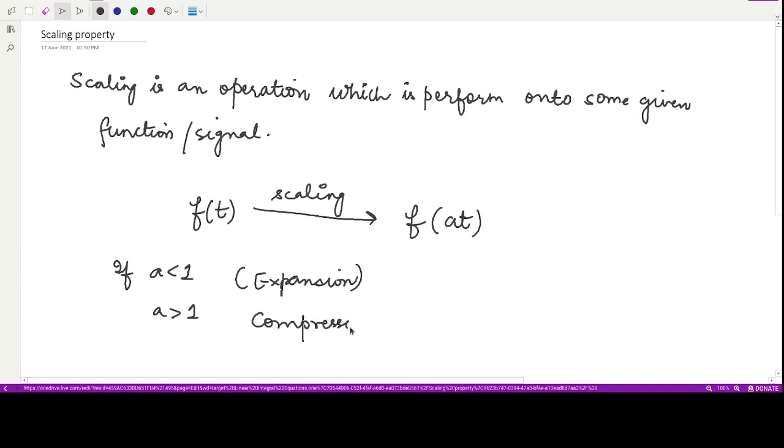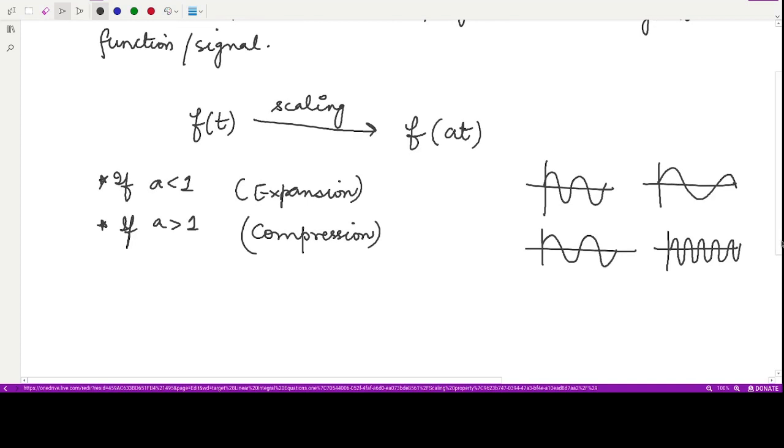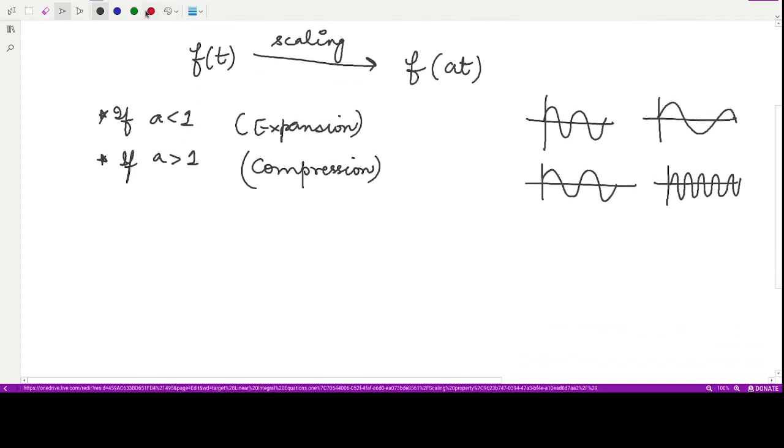So that means if we apply this kind of operation, then your function or signal, in this case, expands. Suppose your original signal was this one, so in this case it now becomes something like this. And in the second case, with the compression, suppose your original signal was this, then what happens to this signal? It shrinks or compresses. So accordingly we have this scaling operation. To understand it in a better way, let me give you an example.